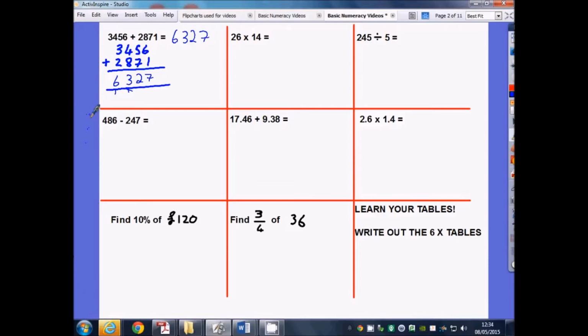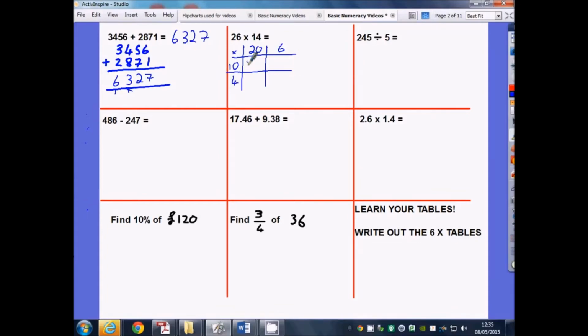Number 2 says 26 times 14. Knowing your times tables makes a huge difference in answering these sorts of questions, but as soon as we see it, we need to think about setting out our grids. So I've got 26 multiplied by 14. So we just split the numbers. 26 is 20 and 6. 14 is 10 and 4.